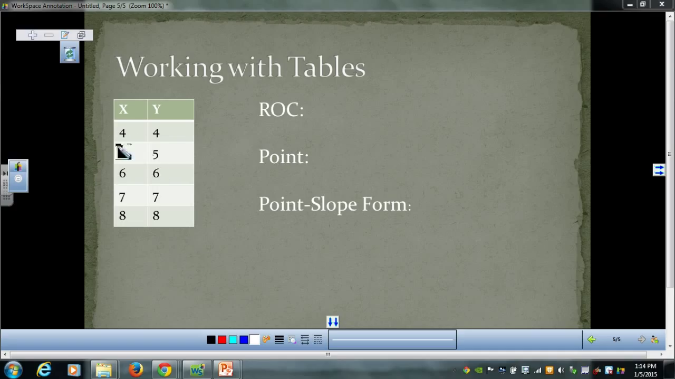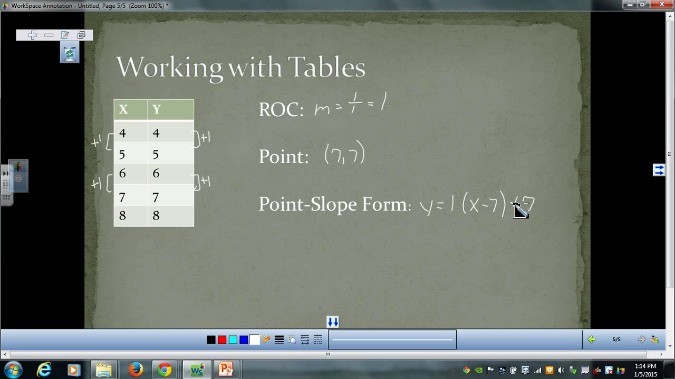Okay, so once again, if I were looking at rate of change, if I go here, it's a +1. If I go here, that's a +1. Every time, it's a +1. So our rate of change in this example is 1/1, which is 1. And then if I pick the point (7, 7), I would get y equals 1 times x minus 7 plus 7. Now, once again, remember, if you did not pick the point (7, 7), your equation would look different from mine. Your slope should be the same.